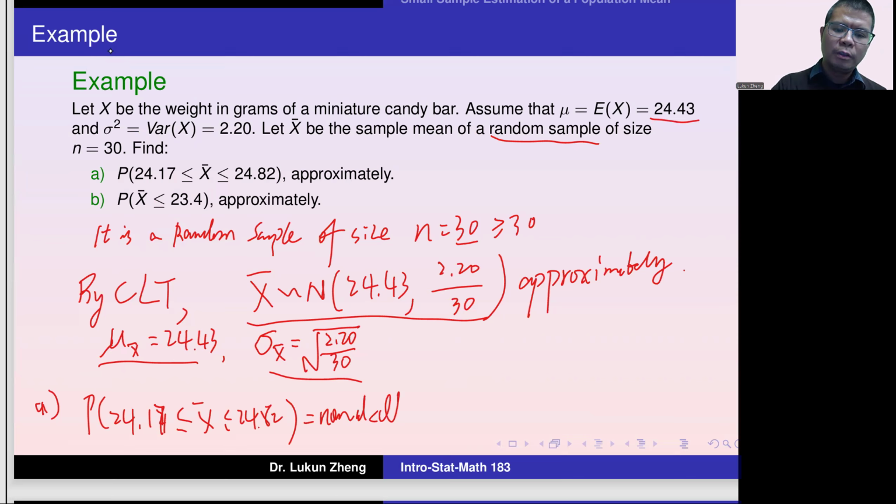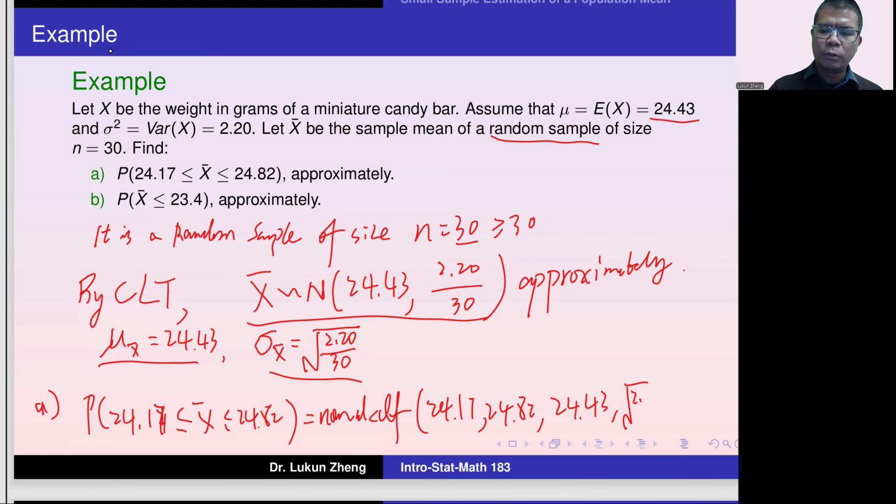That is going to be the normal CDF, right? 24.17, 24.82, mean is 24.43, and standard deviation square root of 2.2 over 30. And using the calculator, you get that value. Okay, similarly for this one.